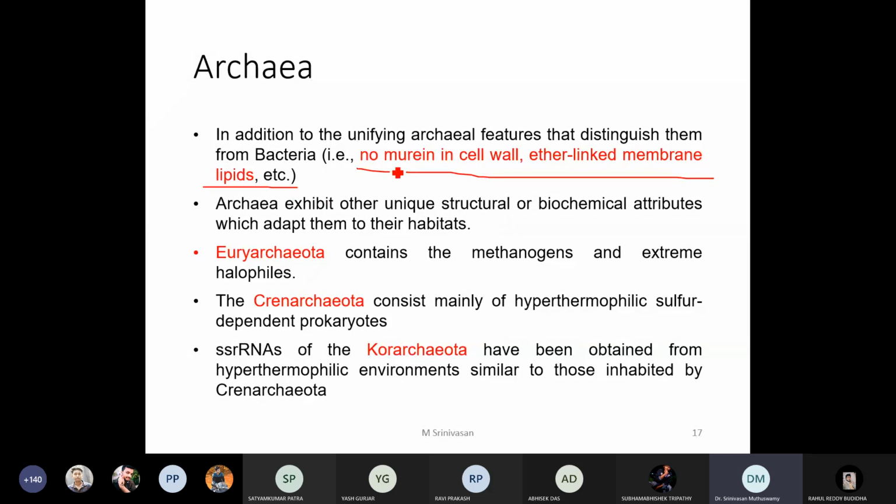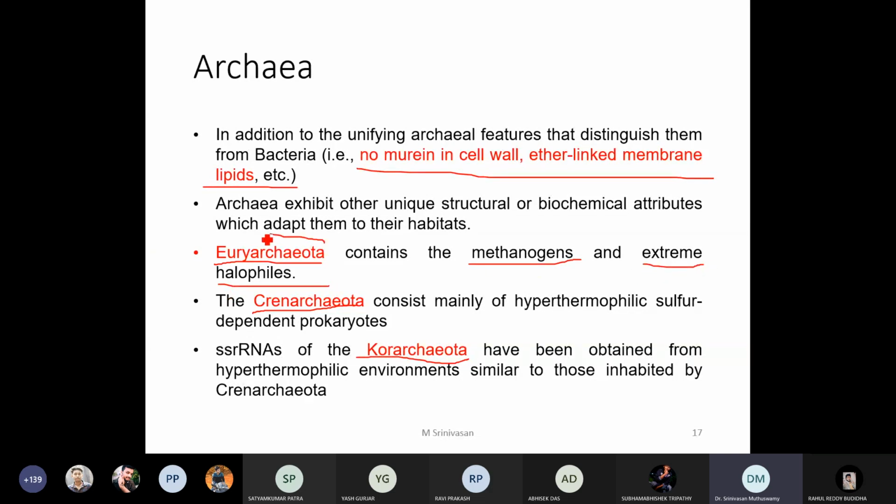For the sake of understanding, I'm just showing these examples. You just want to be sure that they have a difference in the cell wall. There is a major difference between the cell wall in the archaea and the bacteria, and also they have different physiological features. For example, archaea have different classes, called Euryarchaeota, Crenarchaeota and Korarchaeota. These are the three major subdivisions of archaea. In these subdivisions we further have methanogens and extreme halophiles.